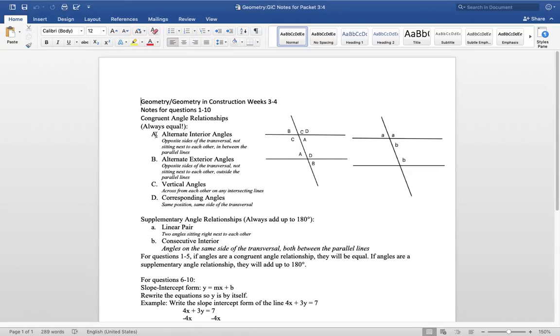Okay, now remember those four angle sets are always going to be congruent. So that means they're going to be the same. So for example, if A is 45 degrees, then this A is also 45 degrees.